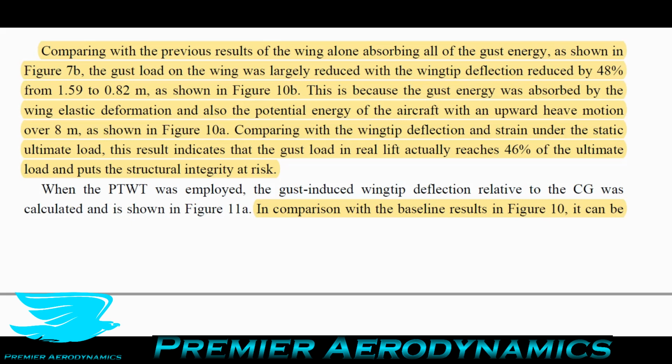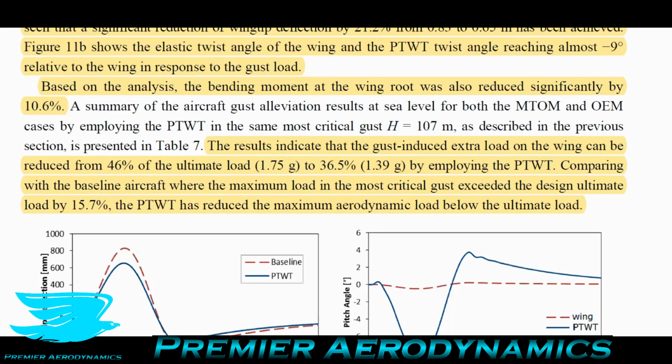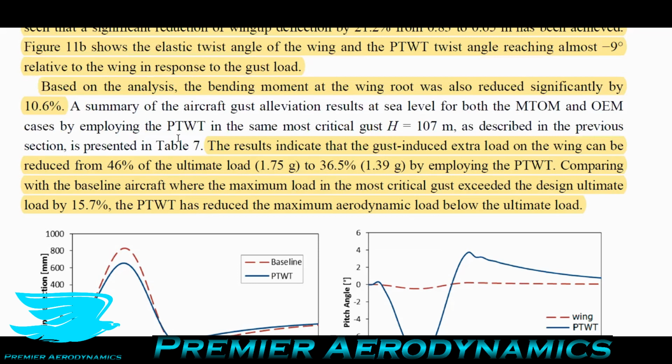They say in comparison with the baseline results, it can be seen that a significant reduction in the wingtip deflection by 21% is achieved when you put these wingtip devices on. And it also shows that the elastic twist angle of the wing reaches almost minus 9 degrees in response to this gust loading. So they have these graphs here now, and the wingtip deflection has dropped by 200 millimeters, and it doesn't have as much of an overshoot either. So that's quite nice. It means that it's working.